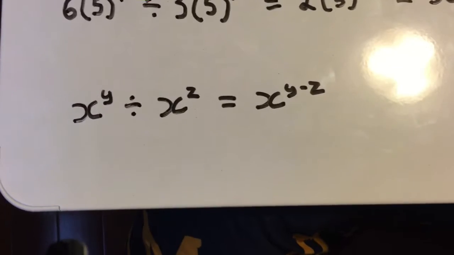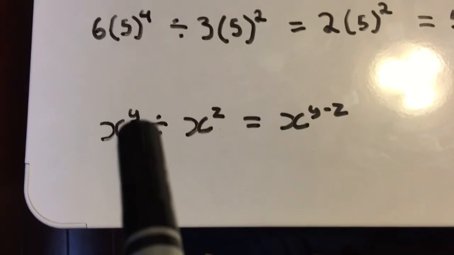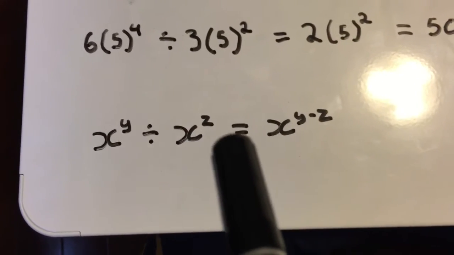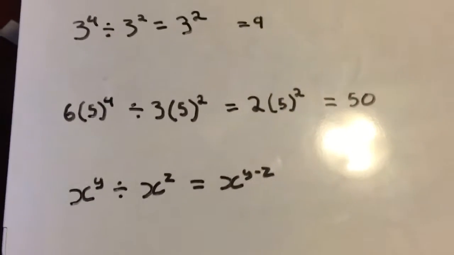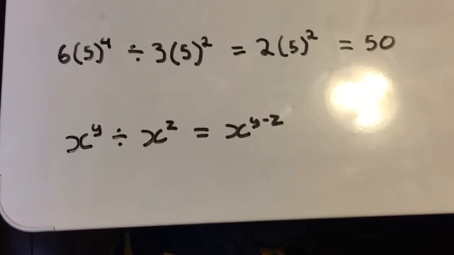If you were to represent this with variables, it would look like this. X to the power of y divided by x to the power of z is equal to x to the power of y minus z. We cannot go any further than this because we do not know the numbers for this equation.